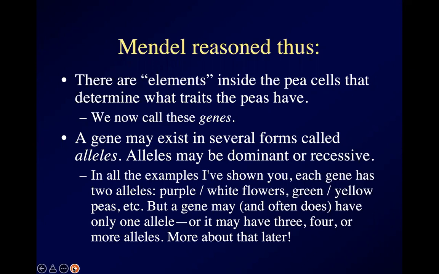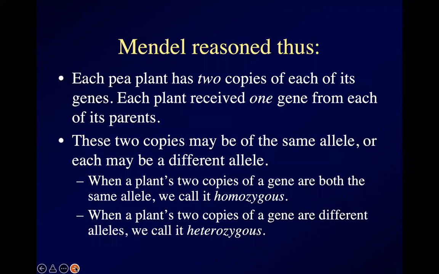Genes may exist in several forms called alleles. Alleles may be dominant or recessive. In the examples I've shown you, every gene has two alleles. In the real world, genes may often have three or more, and we'll talk later about how that works. Each pea plant has two copies of each of its genes, and each plant got one gene from mommy plant and one gene from daddy plant.